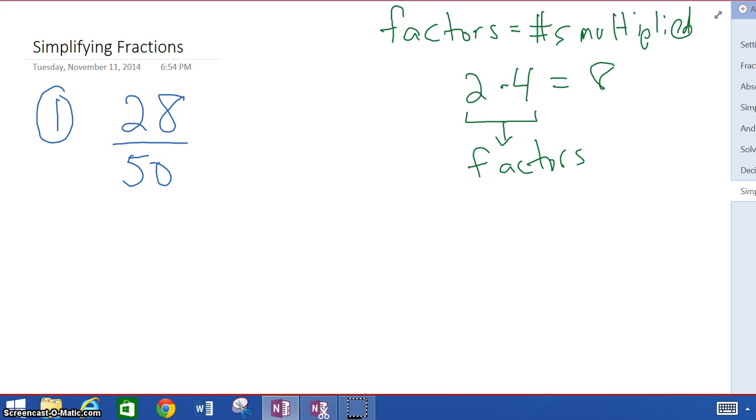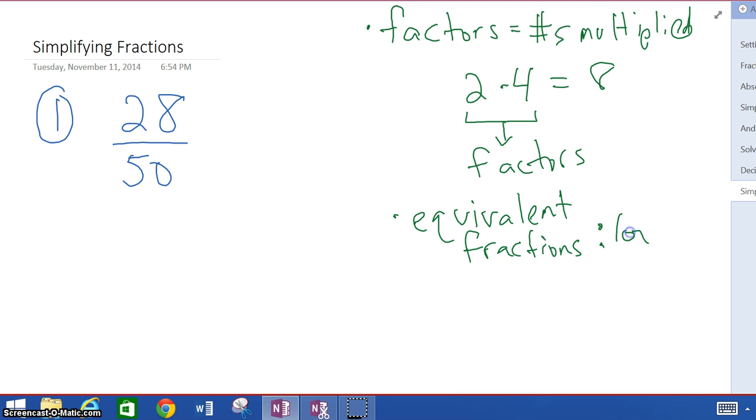Remember, to simplify fractions, we're going to split up numbers by their factors. Another thing we need to remember is what equivalent fractions are. Equivalent fractions, remember, are fractions that look different but have the same value. And that's all we're doing when we're simplifying fractions. We're making them into their simplest form. So equivalent fractions look different, but they have the same value.